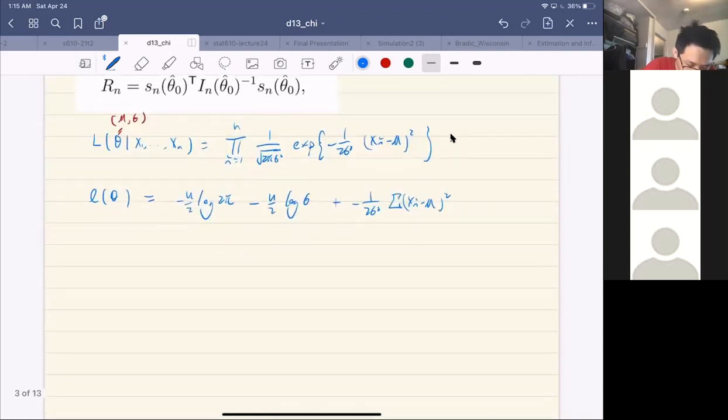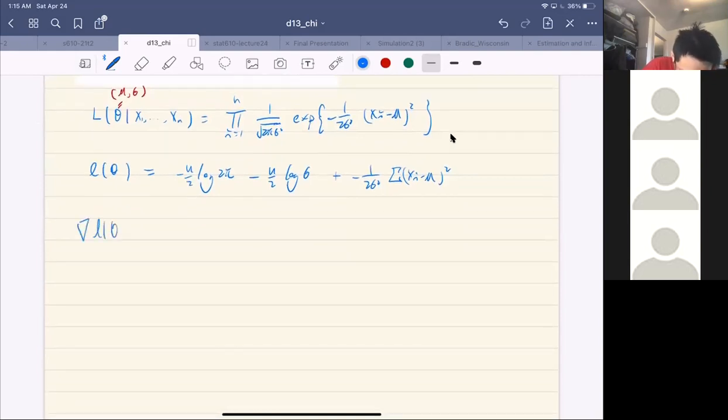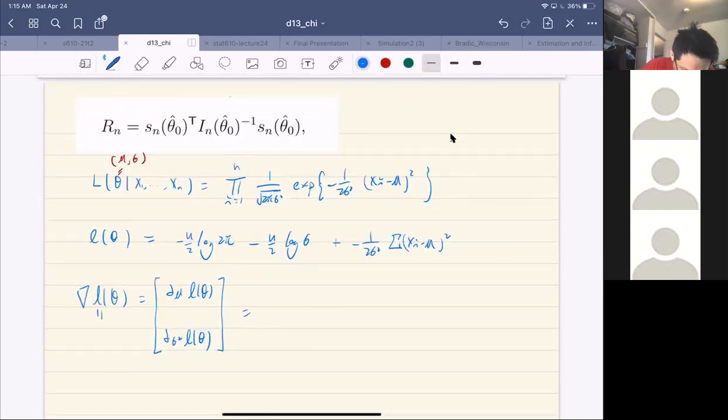And we want to find the derivative. So we need two derivatives. The gradient of the log likelihood has two components. The first one is the partial derivative with respect to mu, and the other one is with respect to sigma squared. And in the notation here, they define this as Sn, this is Sn theta.